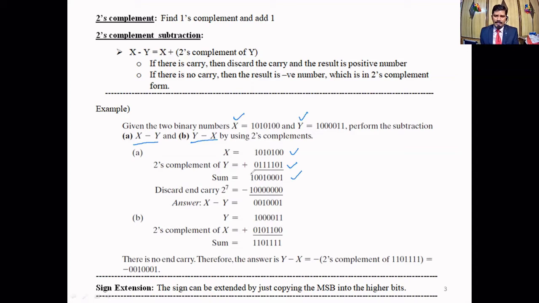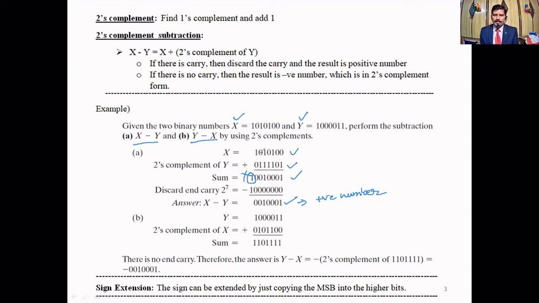So this is the carry. Now you discard this one, and the answer is this one, 0010001001000 1. So this is x minus y. Now this is a positive number, because x is large here.